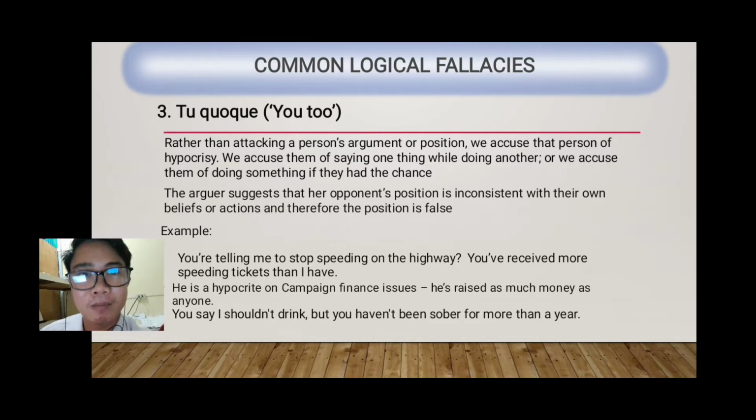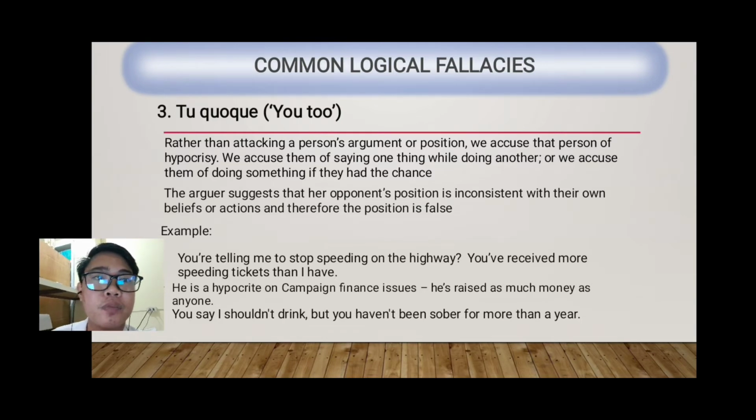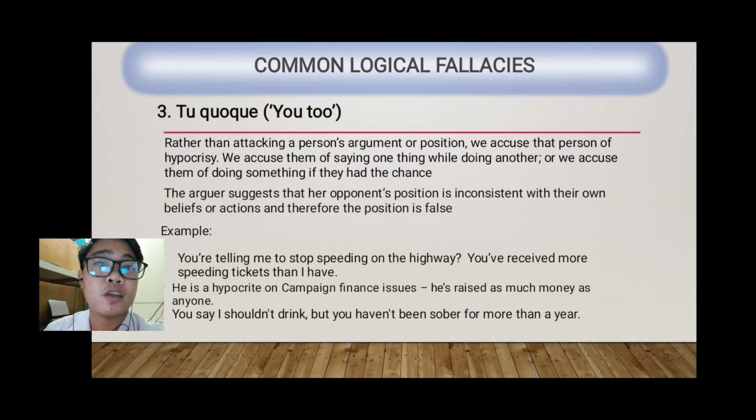Alright, so example: you're telling me to stop speeding on the highway, but you've received more speeding tickets than I have. Di ba? He's a hypocrite on campaign finance issues. He's raised as much money as anyone. Another example: you say I shouldn't drink, but you haven't been sober for more than a year. How can you advise me to quit drinking if you are a drunkard? Yeah, that is tu quoque.